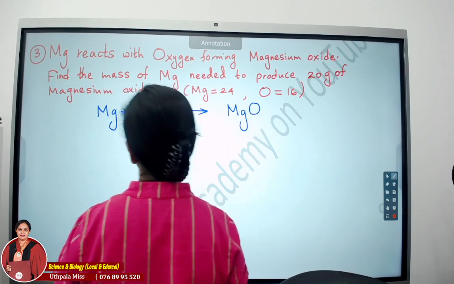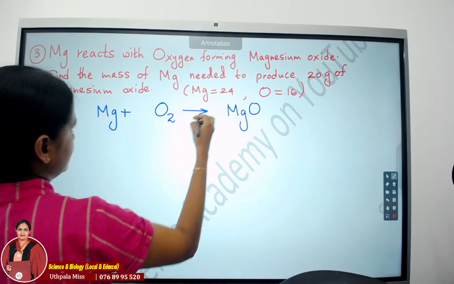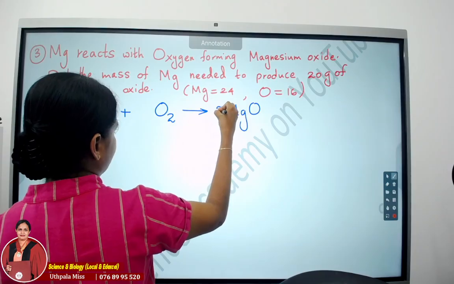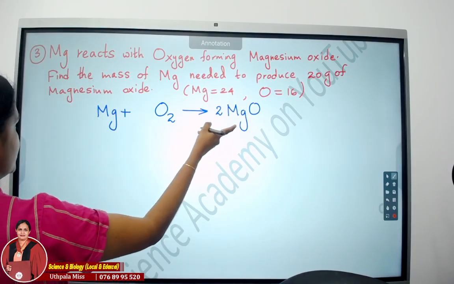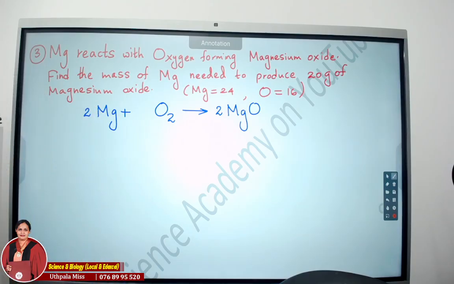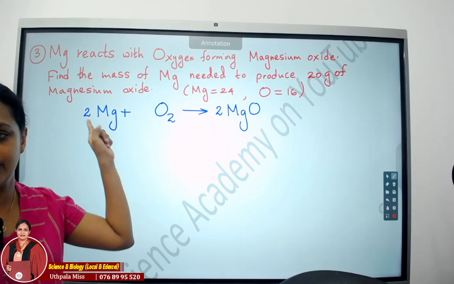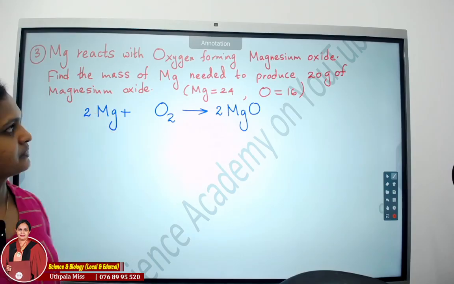Then you have to balance the equation. Magnesium plus O2. Since we have to have 2 oxygen, we put 2 MgO, then magnesium also becomes 2. Then the molar ratio is visible. 2 is to 1 is to 2.